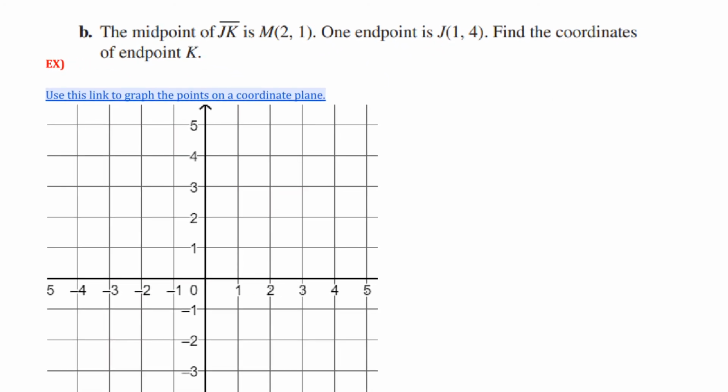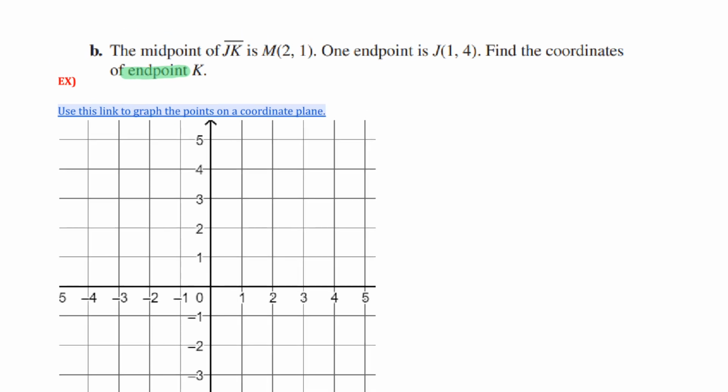All right, so example B. This one is a little bit different. The midpoint of segment JK is M(2, 1). So right off the bat, they give us the midpoint. It is M at 2, 1. One endpoint is J(1, 4). Find the coordinates of endpoint K. So this is what I was mentioning earlier. In this particular example, we need to look for an endpoint. We are already given the midpoint.